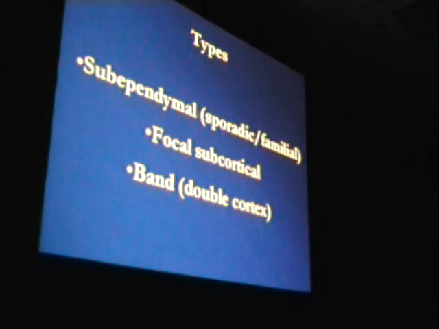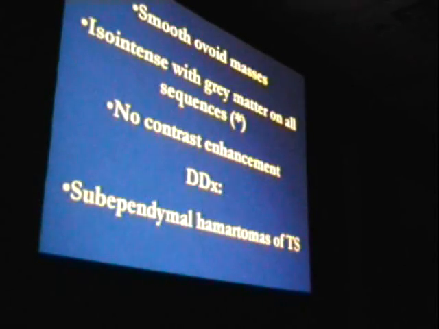It's subdivided into subependymal, which is usually the sporadic type. There's a familial type as well, which is ependymal. Focal subcortical, like the last case we saw, and the other type, which is band heterotopia, which produces the double cortex or stripe of grey matter suspended within the white matter. And this band heterotopia is more associated with chromosomal abnormalities and neurologic symptoms.